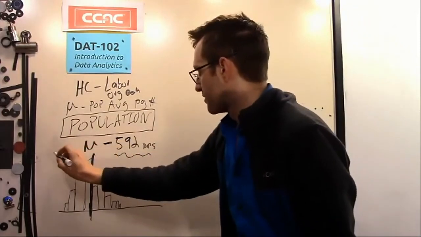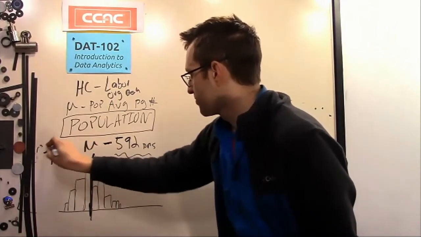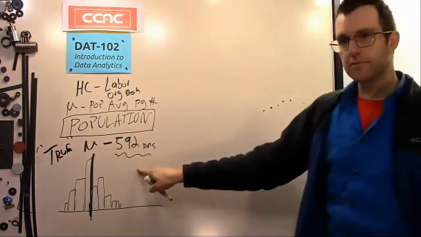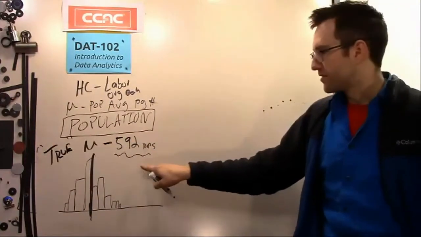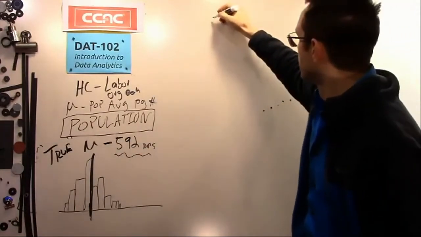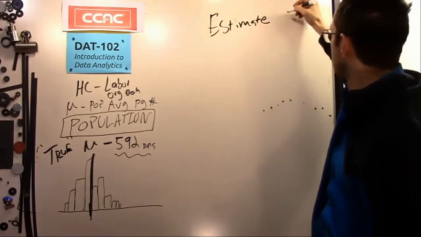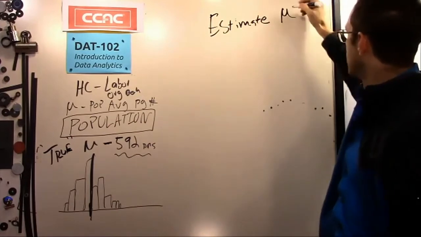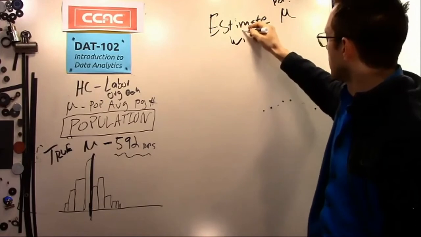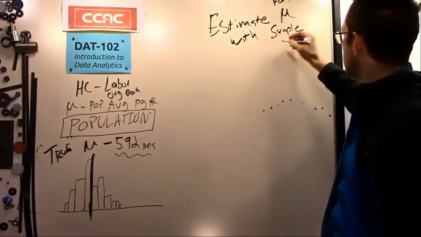We want to, in your notes, please do this with me. It'll be good for your brain. So this is the quote unquote true value. So is this an estimate? No. This is the true population value about which we are trying to make an estimate with the sample. So we would say we are estimating mu, the population, with a sample statistic.